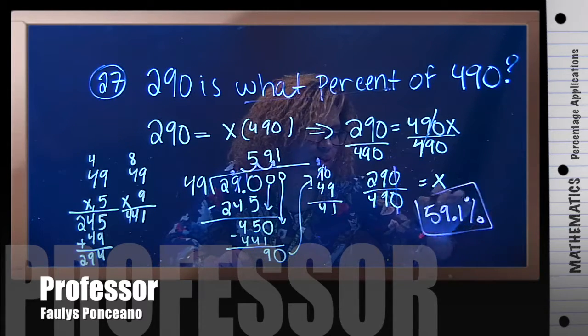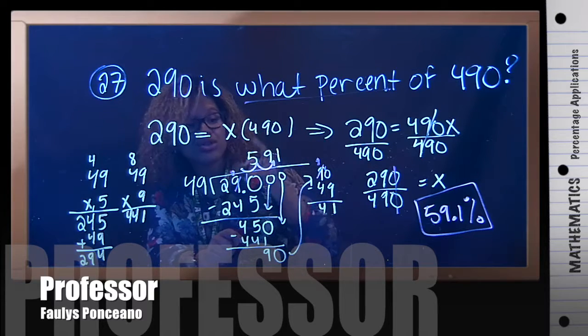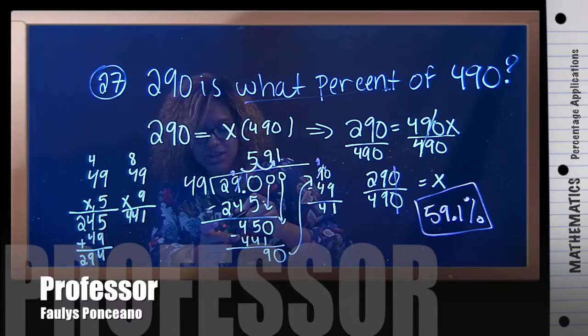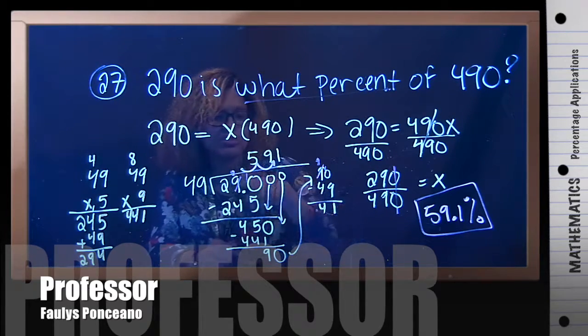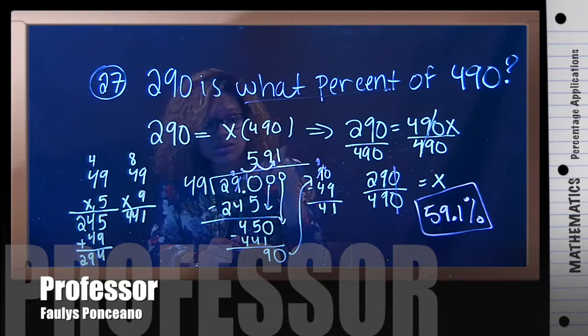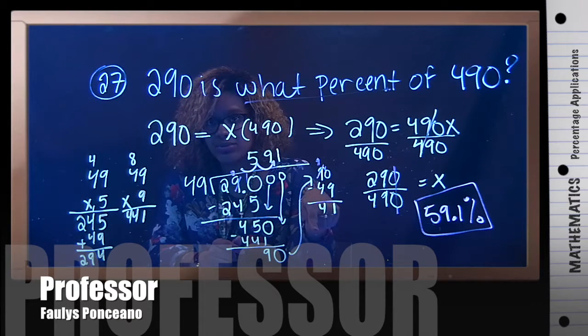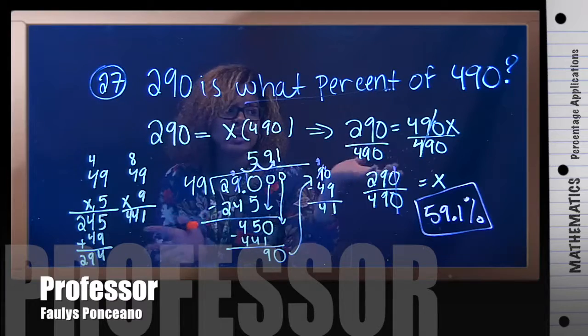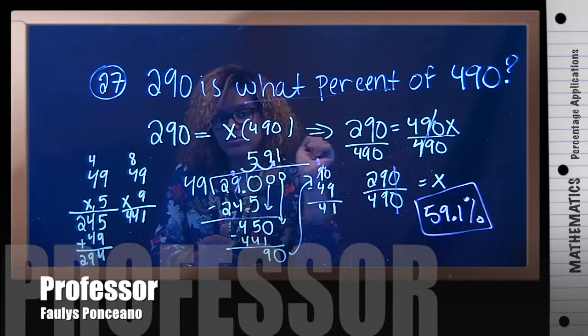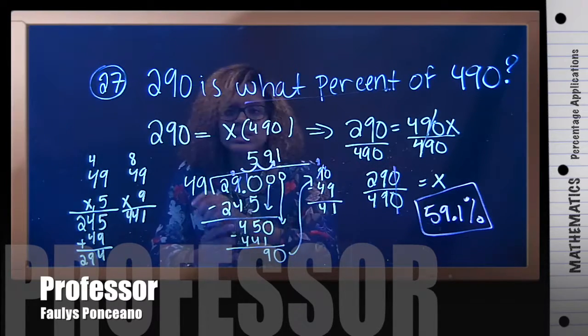as your final answer. Now you want to always check what are the directions for the example. Because if they would have said round to 2 decimal places, we needed to continue. Okay? But in this case, no directions. So we keep it to that. And 59.1% is your final answer.